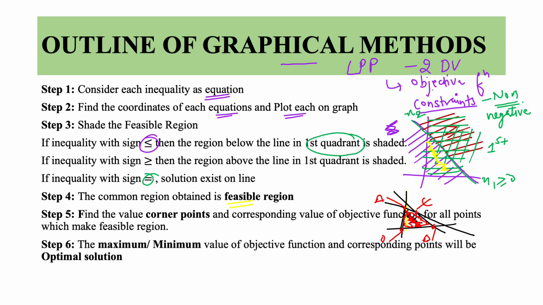Then among these points, for each point we will calculate its objective function value. Out of those 4 points, one point will have either the minimum or the maximum value. Depending upon our objective, we will select our optimal solution, and the corresponding point will be my optimal solution. The z value will be my objective function value, and the variable values will be my optimal solution.